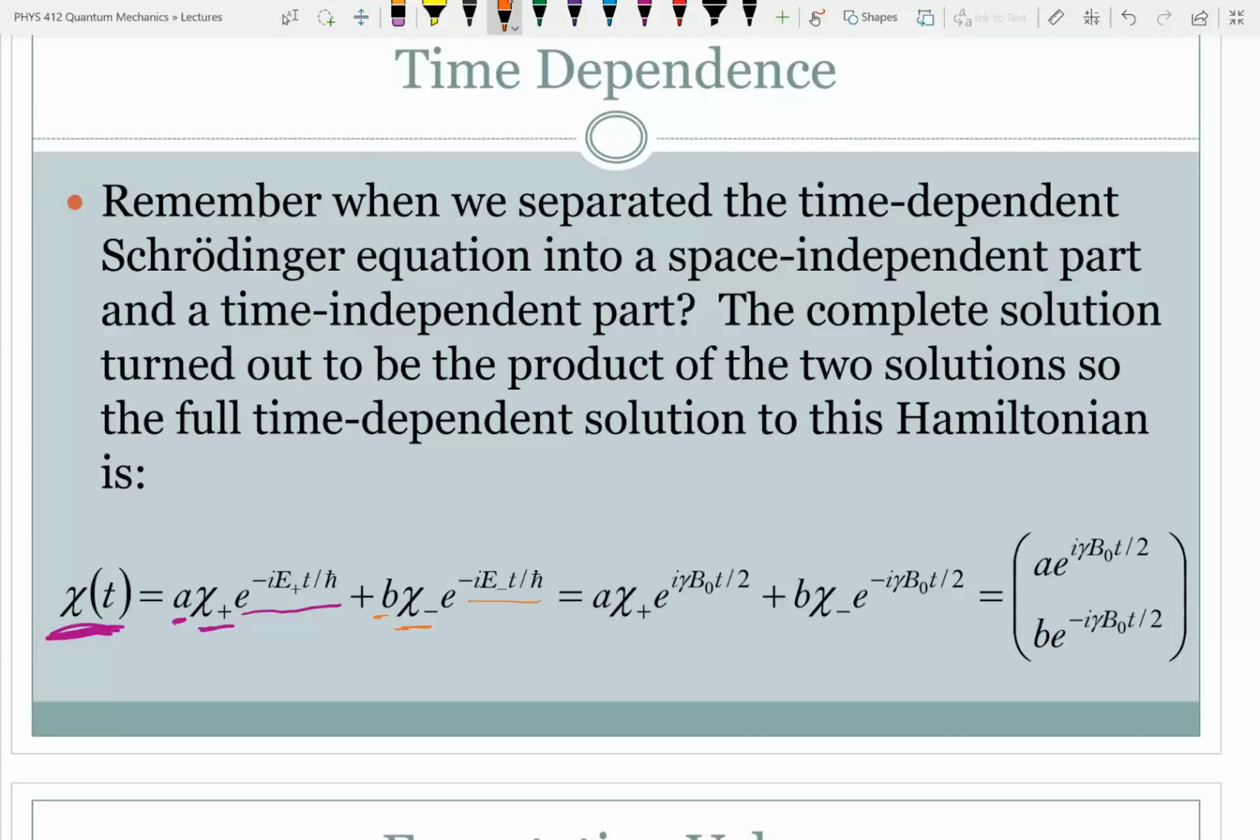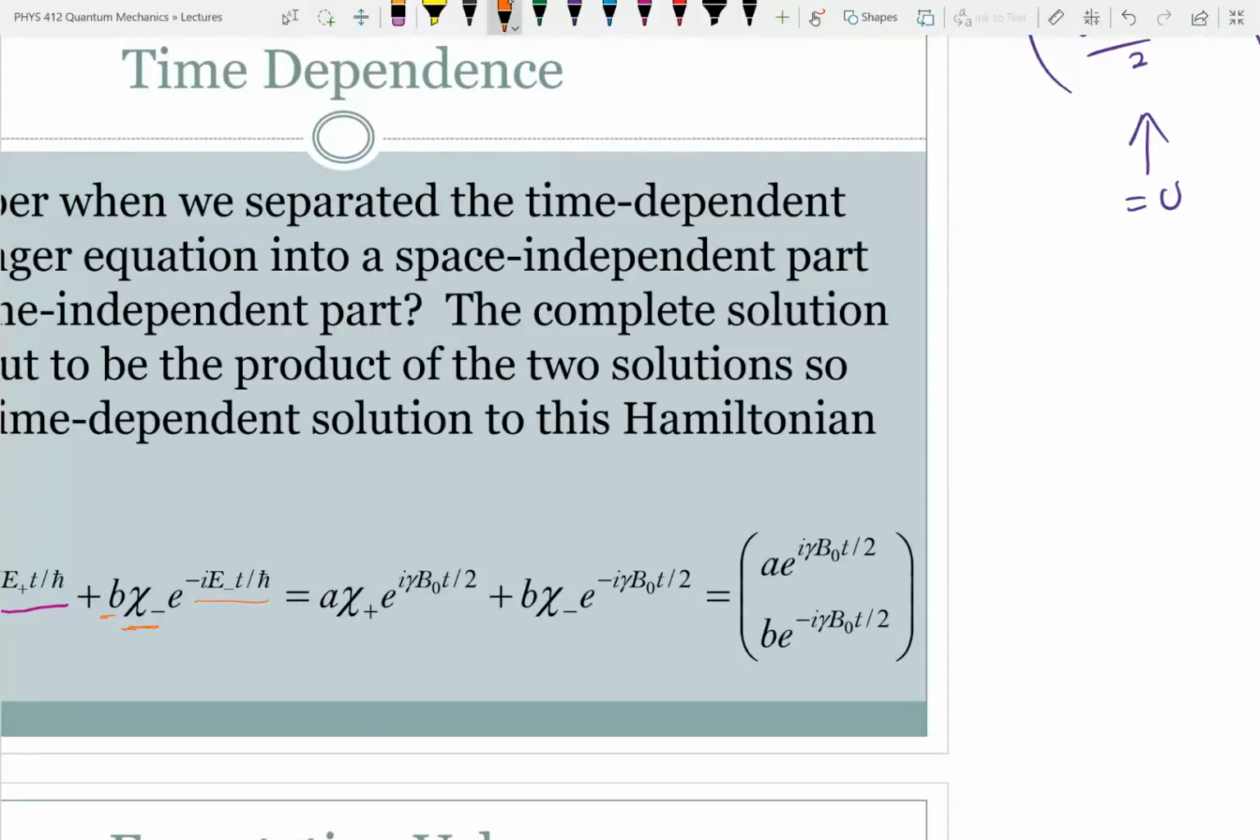Well, of course, the E plus is minus and the E minus is plus. So you see that the signs out here are flipped, but otherwise, the exponents are the same. And because the spinors are chi plus equal to 1, 0, and chi minus equals 0, 1, we can combine these two terms into one state that is just a vector with the thing that was multiplied by the plus spinor on top, and the thing multiplied by the minus spinor on bottom.